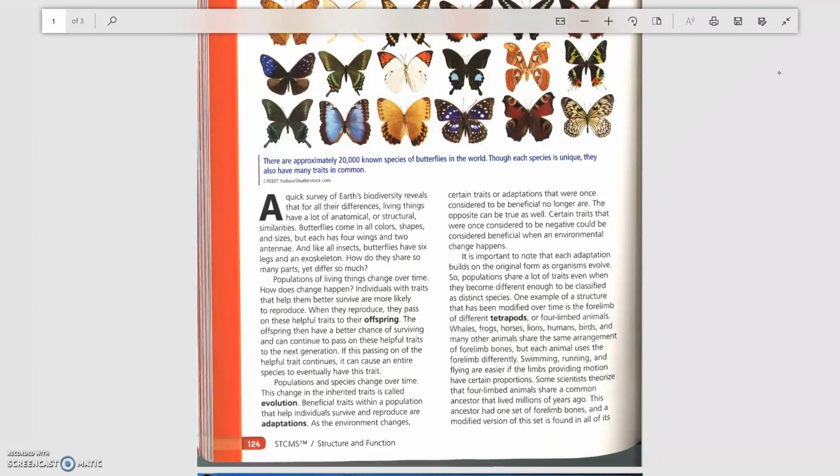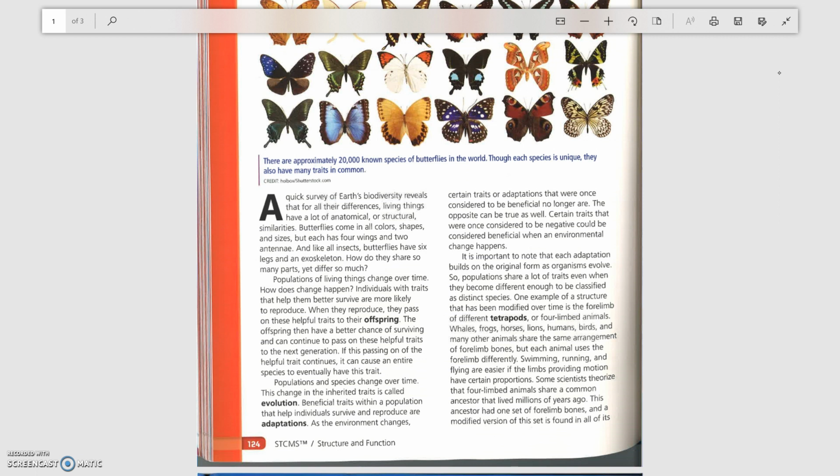It's important to note that each adaptation builds on the original form as organisms evolve. So populations share a lot of common traits even when they become different enough to be classified as distinct species. Think wolves and dogs. One example of a structure that has been modified over time is the forelimb of different tetrapods, and that just means four-limbed animals. So animals with four, in our case, it would be 2 arms and 2 legs. In dogs' cases, it would be 4 legs, and so on.